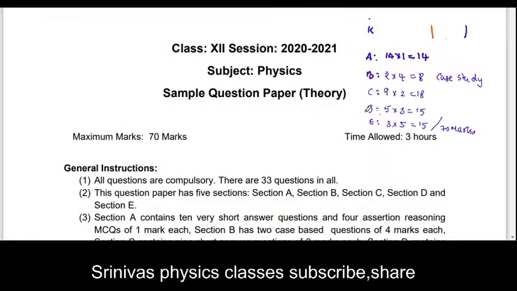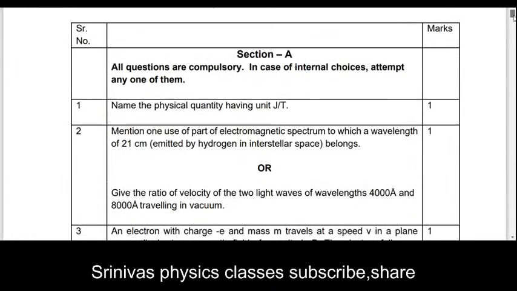Okay, let us go for the first question. What is the name of the physical quantity which has the unit joule per Tesla? Is it clear, students? Good morning to all. Clear now, students? Okay, Aditi, thank you. Going to start. Name the physical quantity which has the unit joule per Tesla.